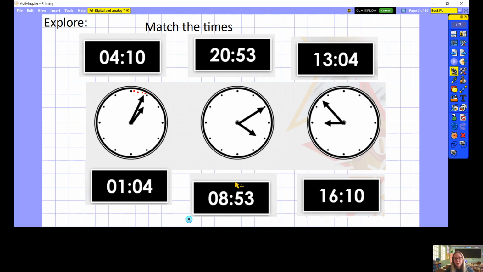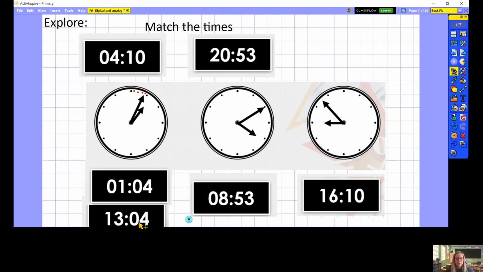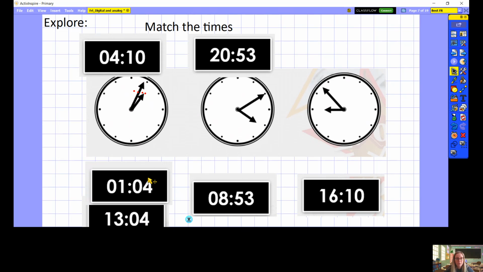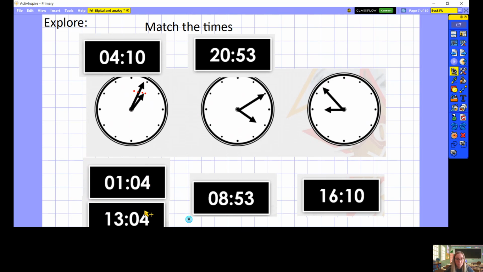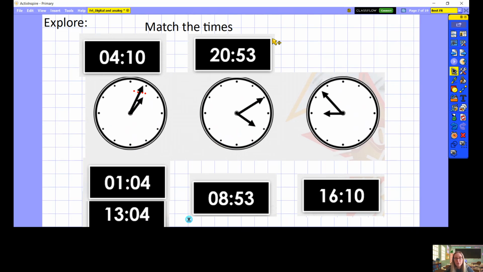1:04. Now to find the correct 24-hour time, I need to add 12 to 1. So 1 add 12 is 13. So the matching time for this clock would be 13:04.